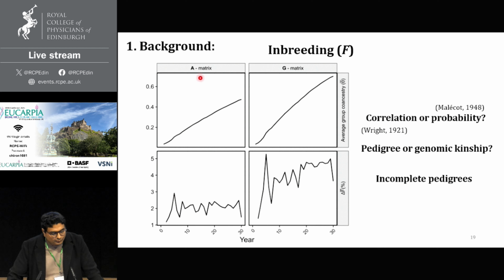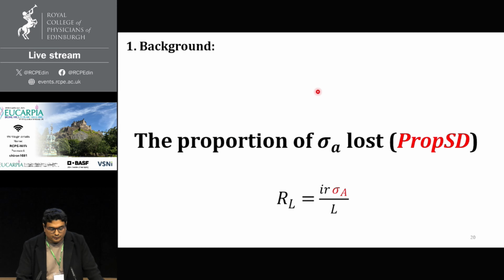You can see that when they are estimated from the numerator relationship matrix, it's not the same estimates that can be obtained from a G matrix. They are quite different, even though they could be correlated. So to overcome all of these problems, our motivation was to develop a new metric, which is called the proportion of additive standard deviation lost, or ProbSD for short. And this metric is interpretable because we know that from the previous equation, the response of selection depends on the additive standard deviation.